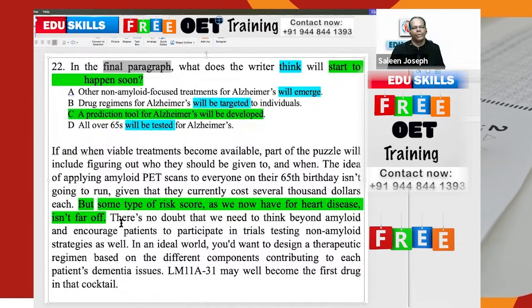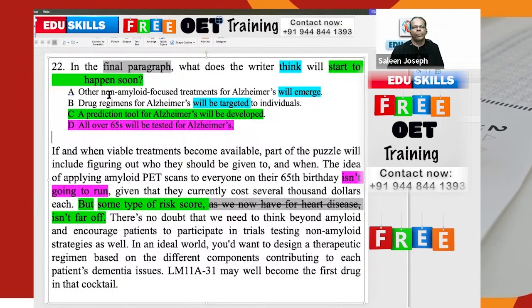And in the text, you have the contrast word after that. Some type of score, as we now have for heart disease, isn't far off. You can eliminate what comes between commas and read if you don't understand. Then you can read, but some type of risk score isn't far off. Means a prediction tool for Alzheimer's will be developed. All over 65s will be tested for Alzheimer's. Scans for everyone over their 65th birthday isn't going to run. Is not going to run means the opposite of this last option.